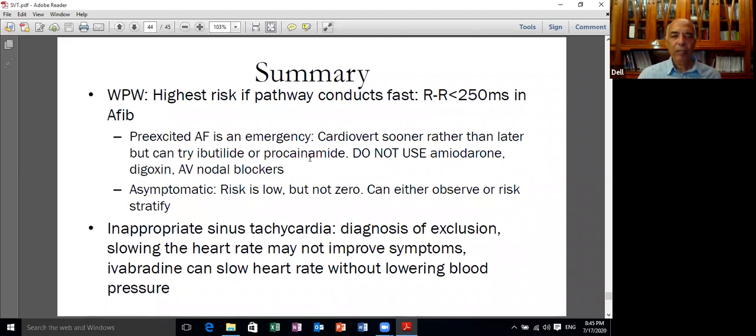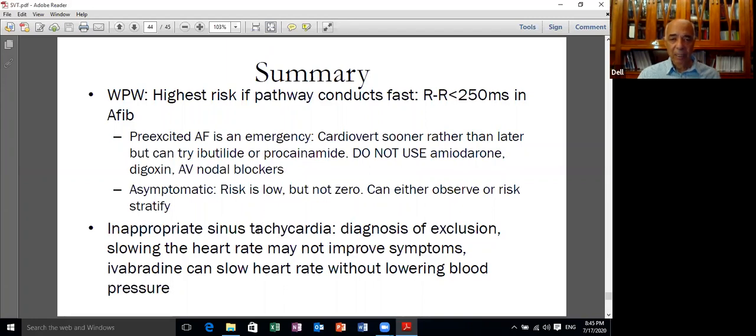WPW: look for the risky situation in which the RR interval is less than 250 milliseconds. Preexcited atrial fibrillation should be recognized and should be cardioverted. If you have a handle on ibutilide or procainamide, you can use it. Not available in Egypt, so we cardiovert this patient. Asymptomatic, you can leave alone unless there is a high risk because of the short RR or the accessory pathway refractory period or the job of the patient.